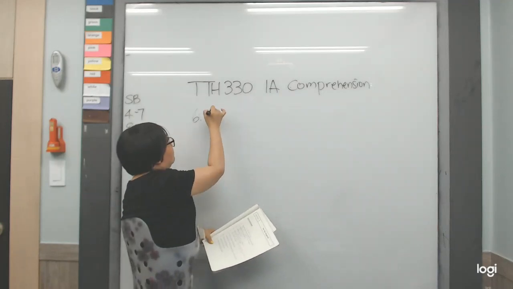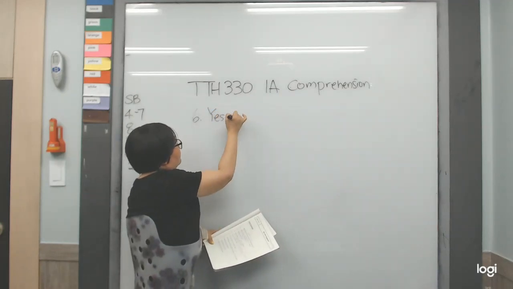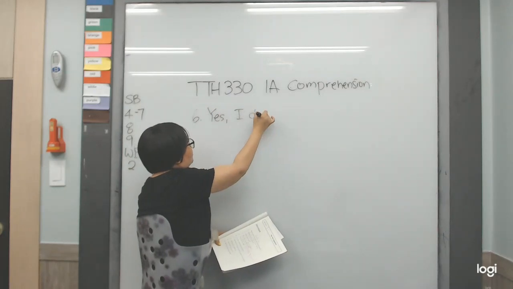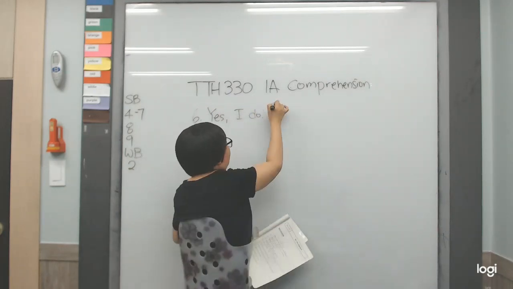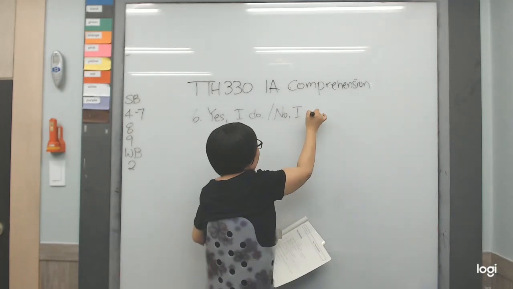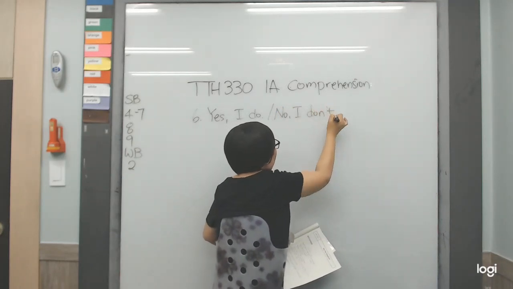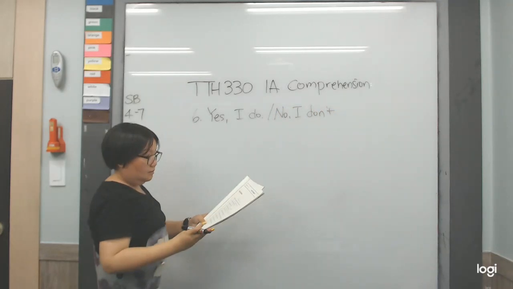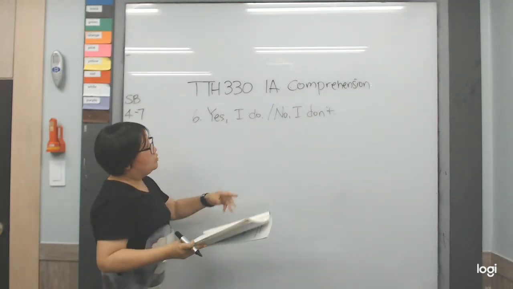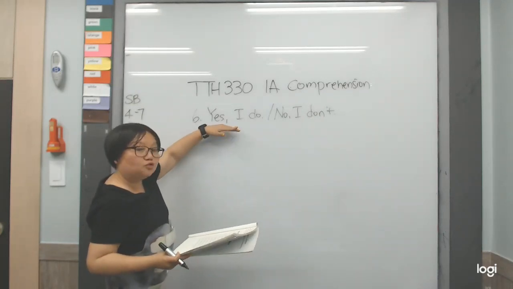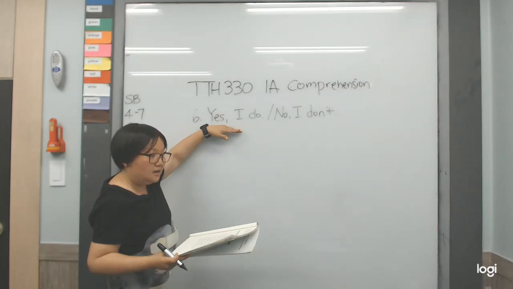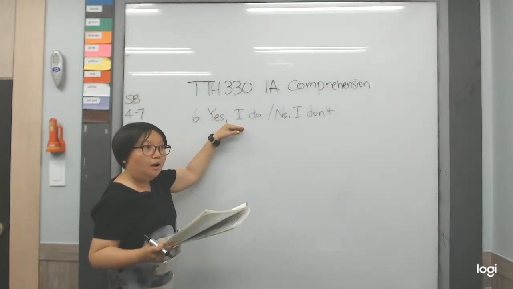Then you need to say, yes, I do. Or what can you say? No, I don't. Alright, so if you want to have a pet, if you want to have an animal at home, what do you want to have?